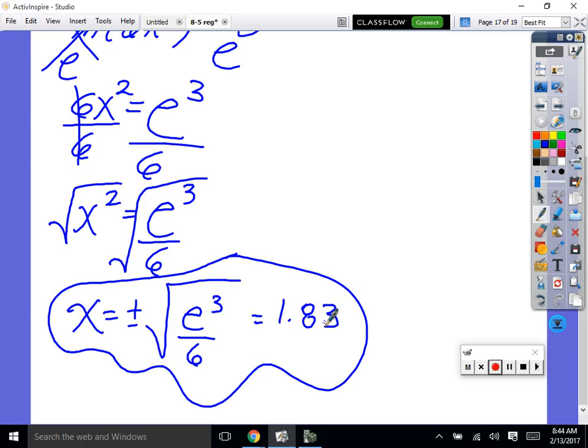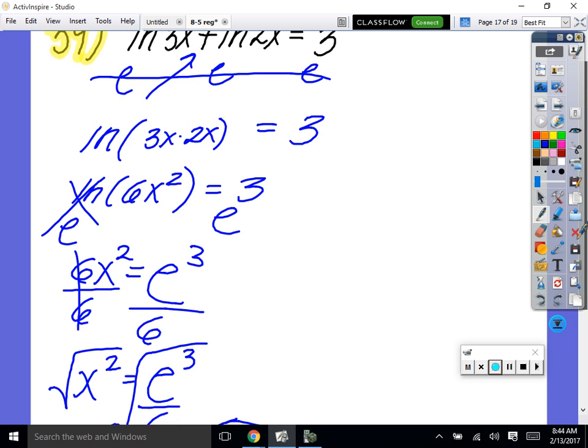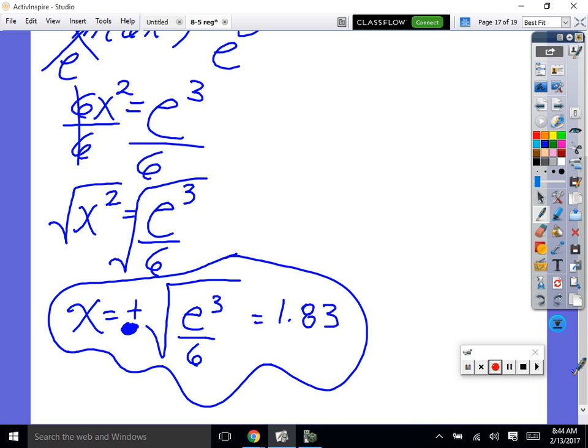But that's not true for all of them. You got to check them. So in this one, we would only do the positive. So we would cross out the negative. That's an extraneous solution. So you would type in positive 1.83, and then you would see that it works. And then you type in negative 1.83, and it will say error, your calculator. And so that's when you say, okay, I'm going to throw out the negative.